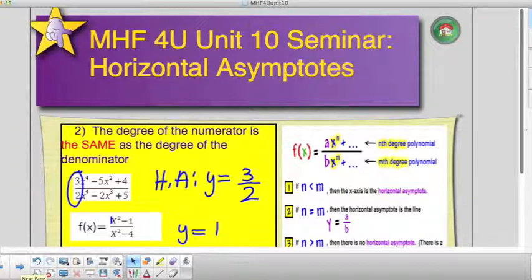Does everyone understand that? So very straightforward. There's no complicated math involved. It's just knowing the rules and knowing when to identify the horizontal asymptote.